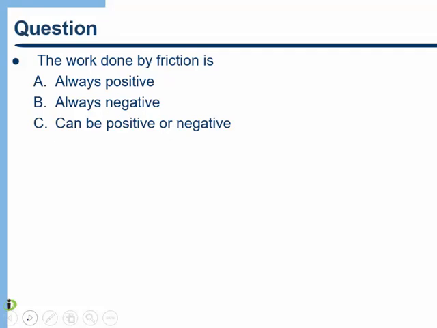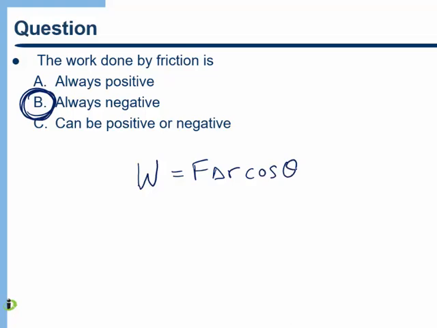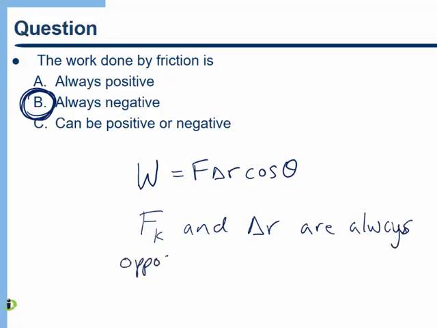All right, hopefully you got this one right. It's always negative. Friction never helps you out. Again, when we calculate the work done by friction, what we know is that the force of friction is always directly opposite the direction of motion. So Fk and delta r are always opposite. And therefore, again, theta is always 180 degrees for friction.